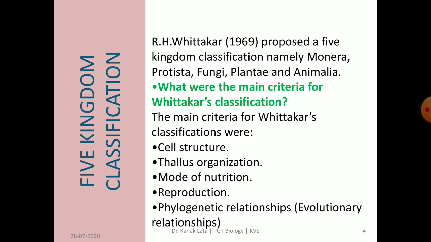Now let us see what was the basis of his classification. This is very important. What was the basis of Robert Harding Whittaker's classification? It was based on cell structure, thallus organization, mode of nutrition, reproduction, and phylogenetic or evolutionary relationship. So these were the basis for classifying the whole living organisms into five kingdoms. What were the five kingdoms? Monera, Protista, Fungi, Plantae, and Animalia.